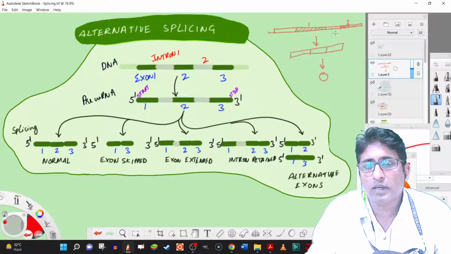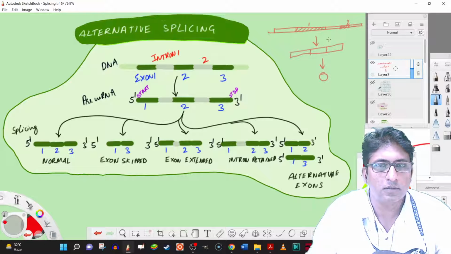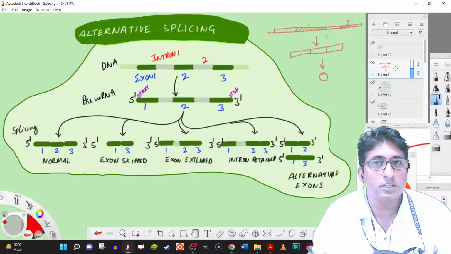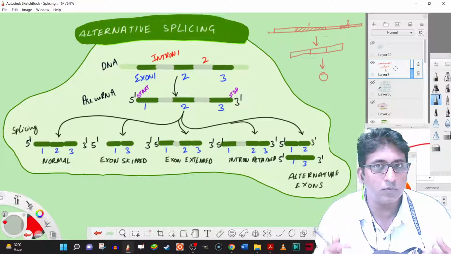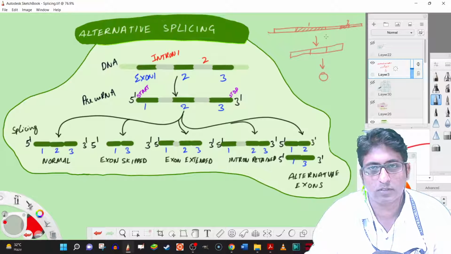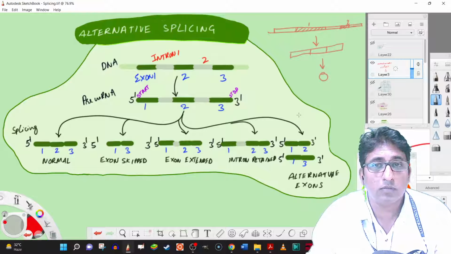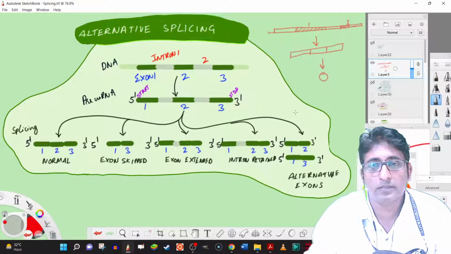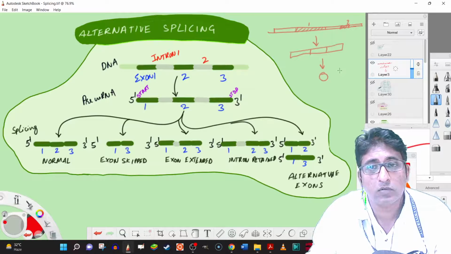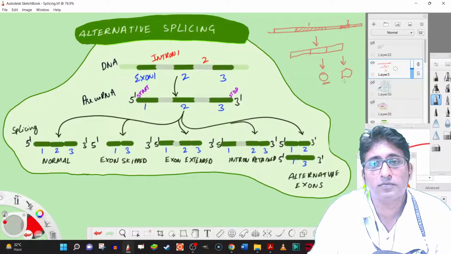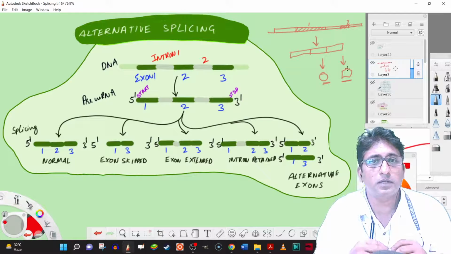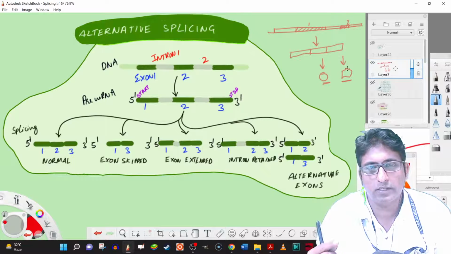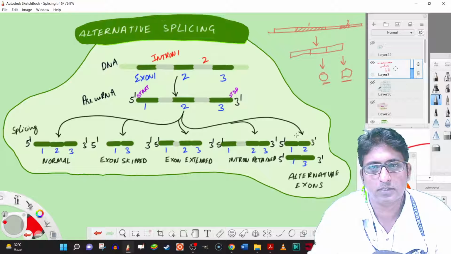But can we get more than one type of protein from one gene? It's a question here. And that is what will be the topic of alternative splicing. In essence, what we see is one gene can give rise to two different types of proteins. When we say two different types, there should be at least one change in the amino acid sequence.